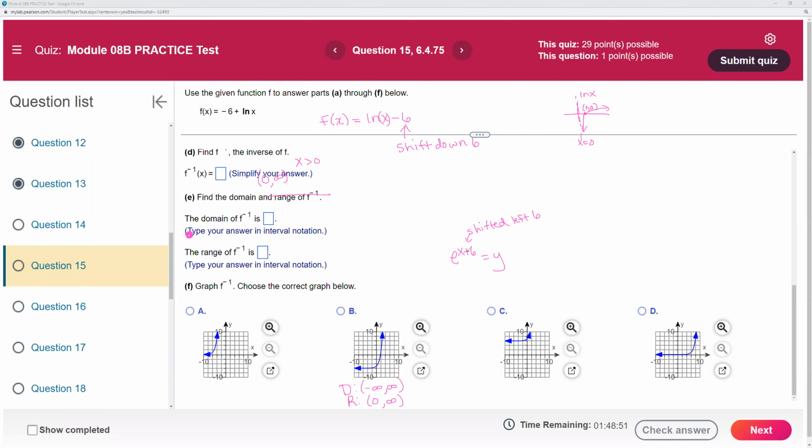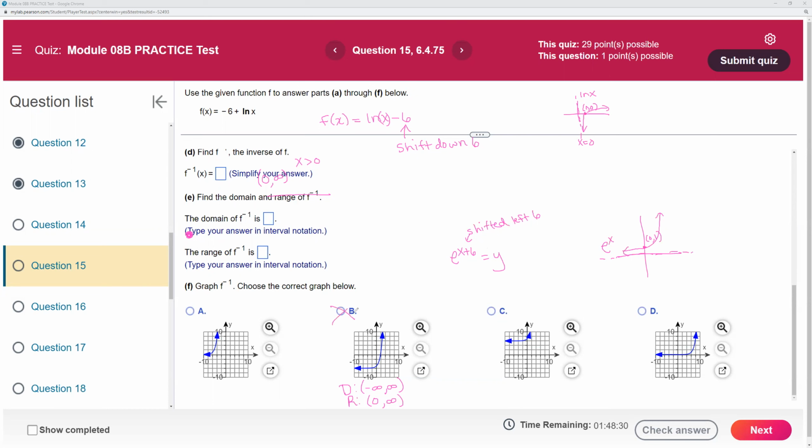So if it's a plus, it's to the left. If it's a minus, it's to the right. So normally just e to the x has a horizontal asymptote at y equals 0, crosses at the point 0, 1, because if you plug in 0, you get e to the 0 is 1. And it looks like this, just like a regular exponential function. Ours needs to be shifted to the left 6.